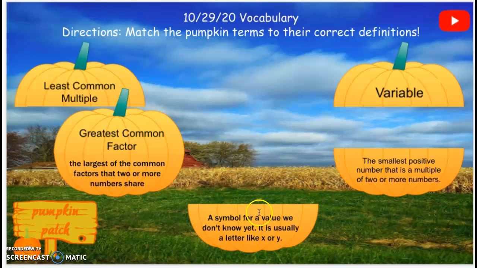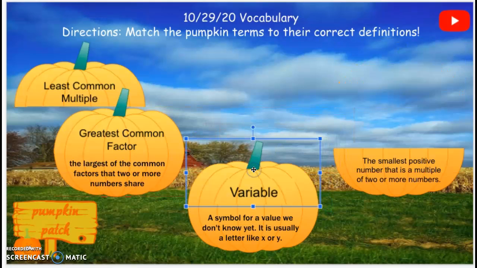The next one, a symbol for a value we don't know yet. It's usually a letter like X or Y. Oh yeah, that's a variable. Variable. Woohoo, we've got two matched.